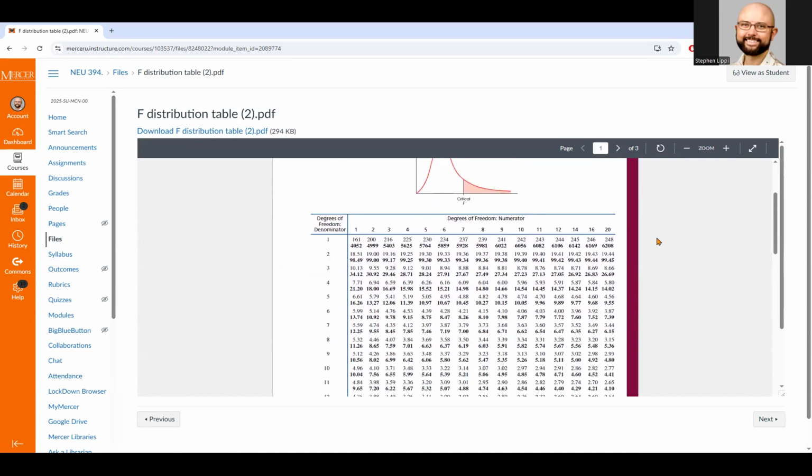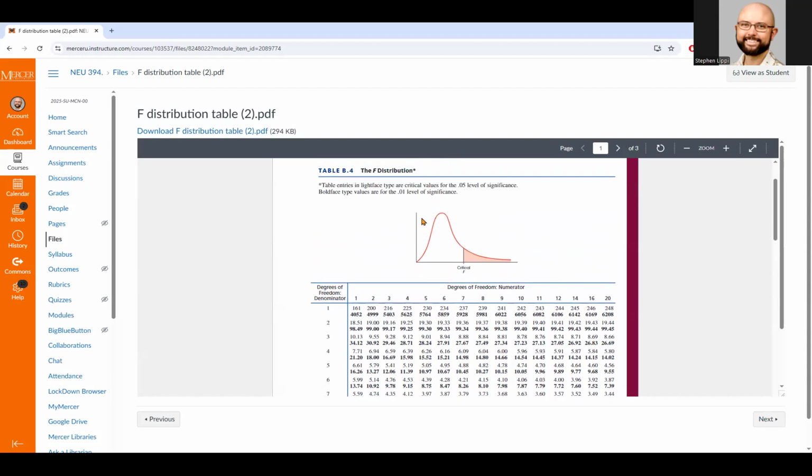So when we look at this particular document, we're going to be looking at the numerator and the denominator degrees of freedom values. The degrees of freedom for the numerator is going to be that k-1 value, and you're going to be using whichever column represents that particular number. Here on the left-hand side will be your within subjects degrees of freedom. Specifically in this table, you'll notice that the boldface values represent the 0.01 level of significance, and the values in lightface type are 0.05.